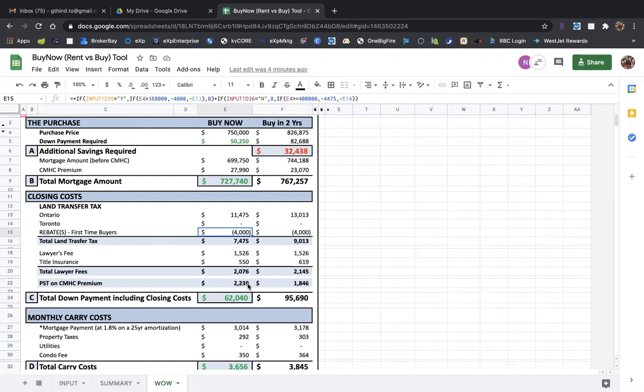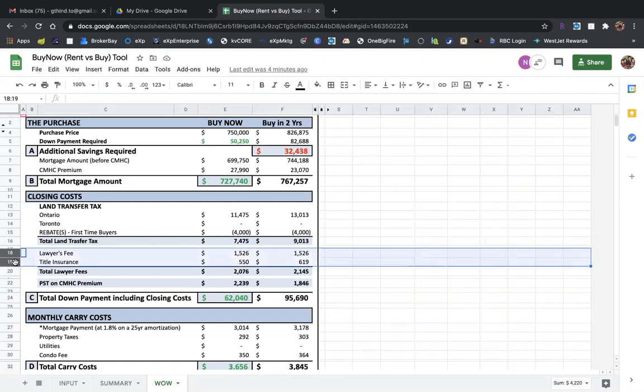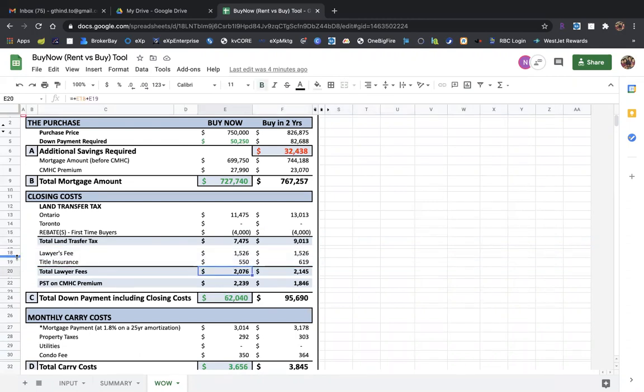Let's assume we do. Your lawyer's not going to cost that much more. Their prices don't change too much. Maybe just inflationary, but I'm just leaving it the same. Title insurance is also based on your purchase price. If you're paying more for the property, you're going to pay more for title. Okay. And then here's the total line.